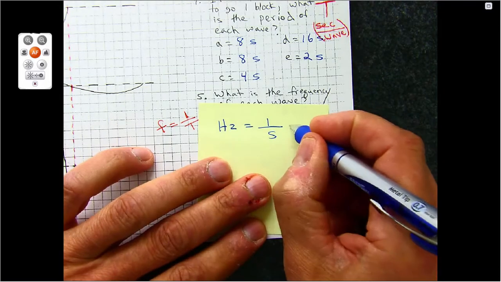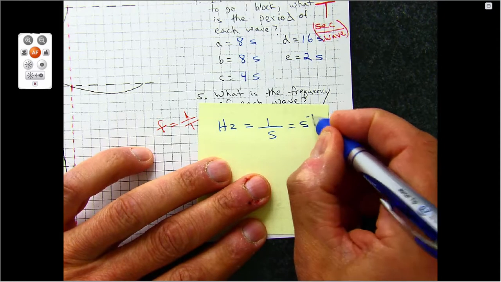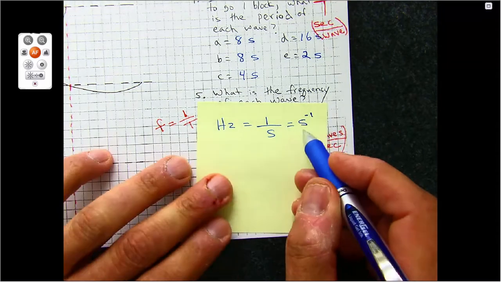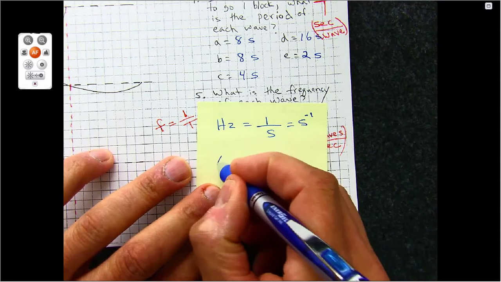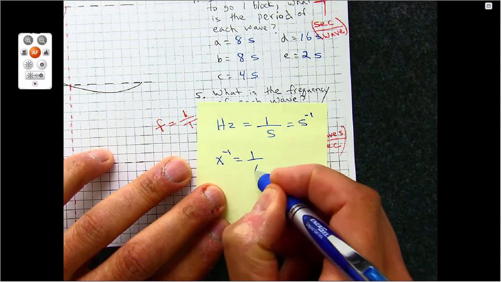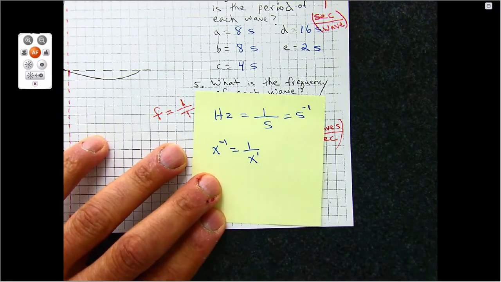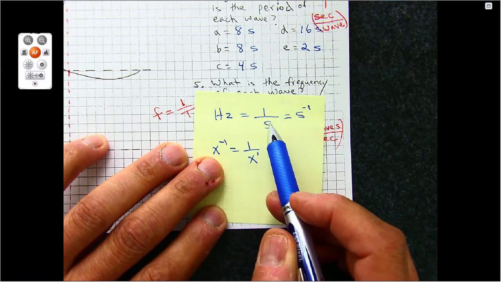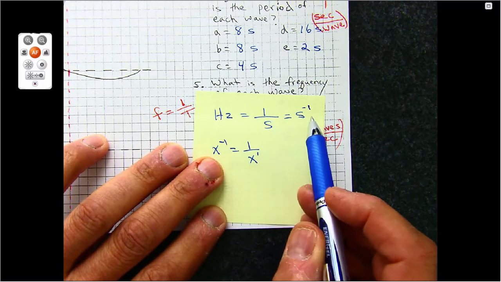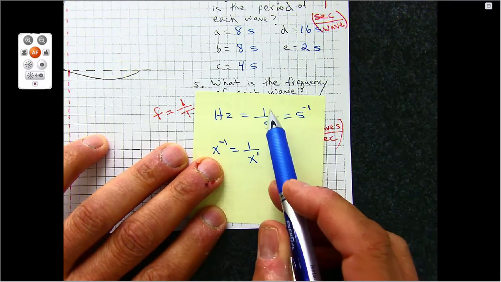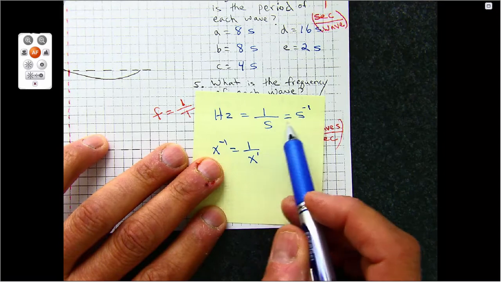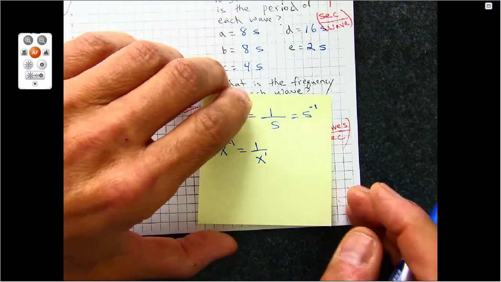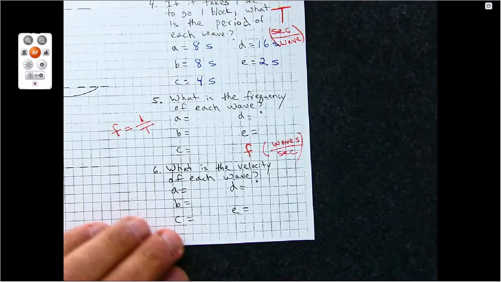Typically you'll see it like this: s to the minus 1. This comes from the math identity that x to the minus 1 equals 1 over x to the positive 1. So seconds to the minus 1 is the same as 1 over seconds. It's an easy way to do it, then you don't have to do a fraction. But hertz is 1 over seconds. It's waves per second, or simply s to the minus 1. So I'll put it in that way.